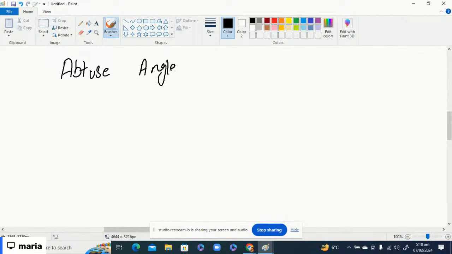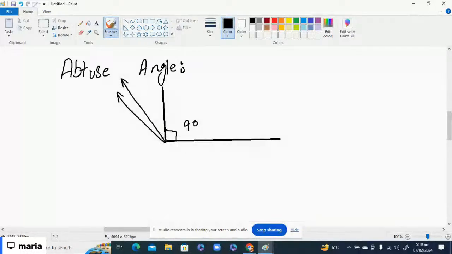An obtuse angle is always greater than 90 degrees. So where do the angles greater than 90 degrees lie? For example, if this is your 90 degree angle, then the angle which is greater than 90 degrees, like this way, like here. Okay, so all the angles greater than 90 degrees are obtuse angles.